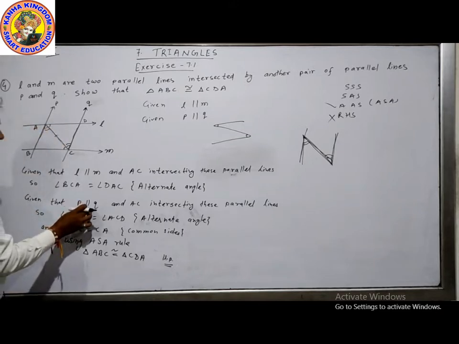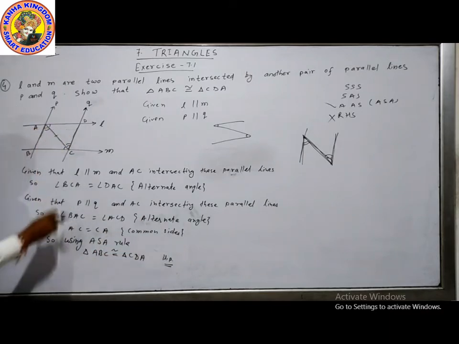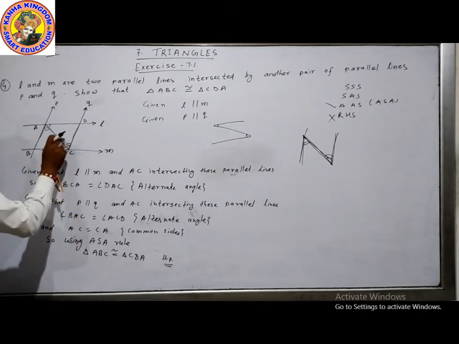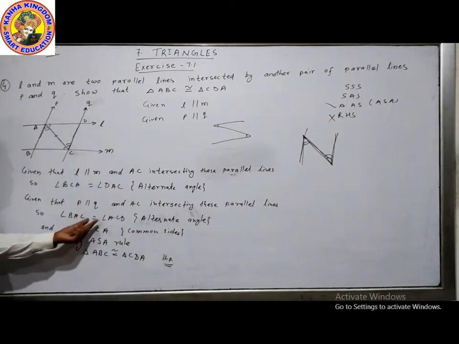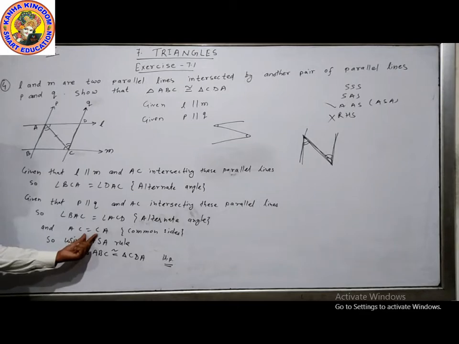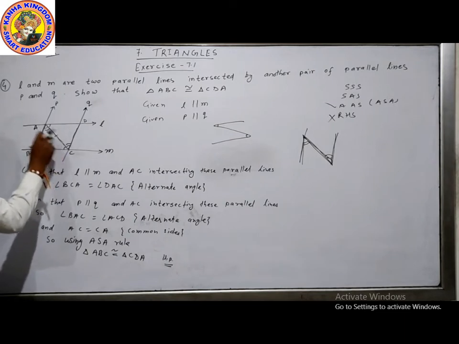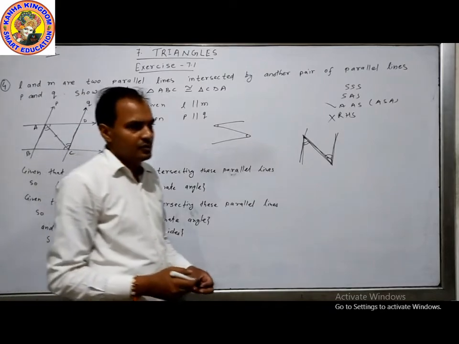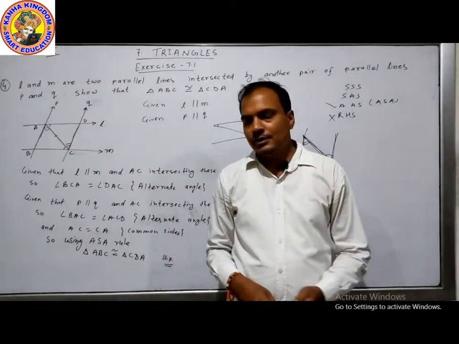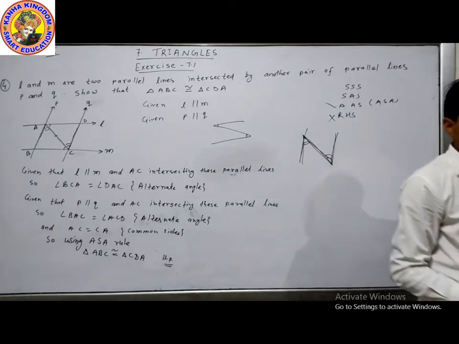When P and Q are parallel, AC intersects these, so there are alternate angles BAC and this angle ACD. Alternate angles will be equal. Common side AC is equal to CA. By using the ASA rule, the two triangles are congruent. So students, take a screenshot of this question. We have to move to our next question.